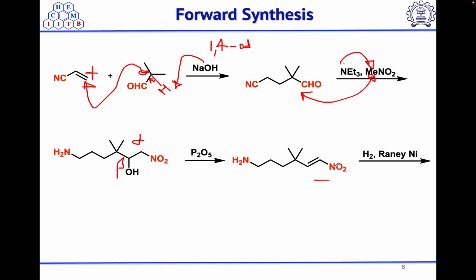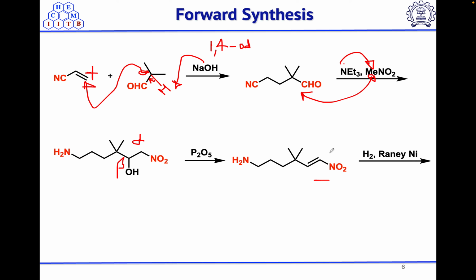Okay, eliminated product. So now the next step, for the next step I have written the reagent hydrogen. Hydrogen means H2, molecular hydrogen, and this Raney nickel. Raney nickel is a catalyst. So on the surface of Raney nickel, hydrogen will absorb and it will undergo some hydrogenation kind of reaction. Okay, so if you have any substrate or functional group which will undergo reduction, it will reduce those functional groups to give the reduced product.